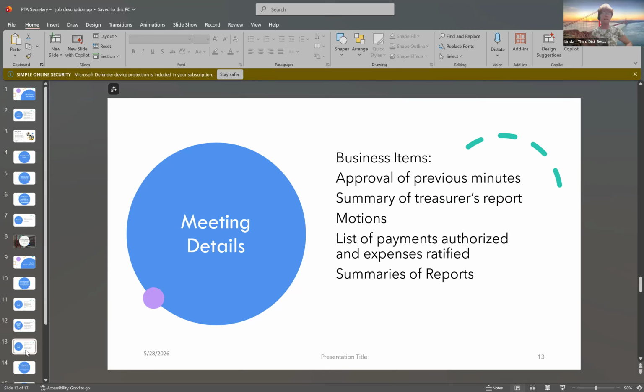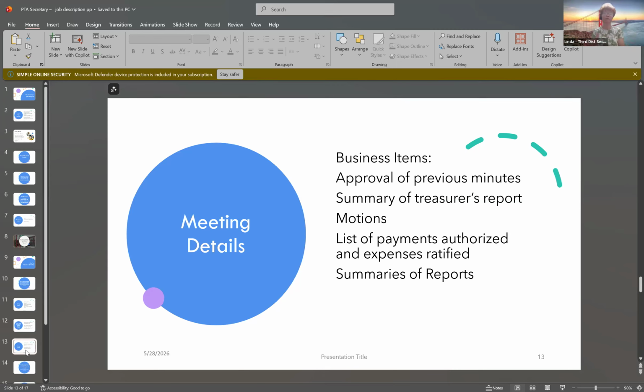Sometimes it helps to get the minutes out, maybe at least to your executive board, maybe at least a week or two, while it's still fresh in everybody's mind. So that way, when you put them for approval, most everybody will be like, yeah, that's a good summation of what happened. The minutes should also include a summary of the treasurer's report.